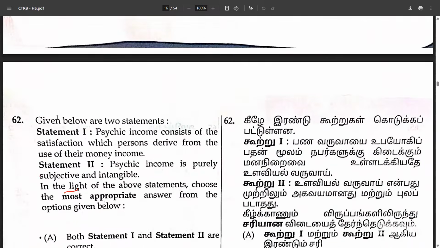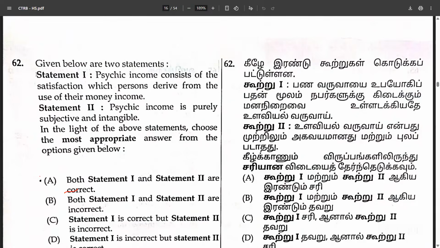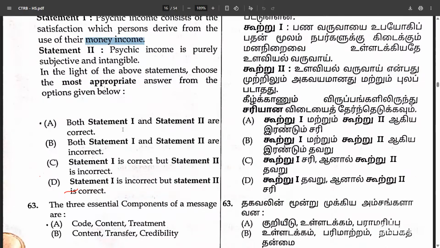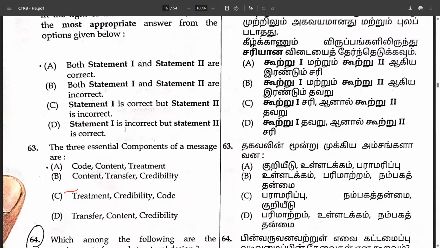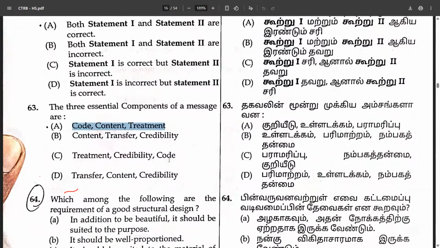Coming to the next question, the 62nd question. This is a statement based question. One statement says psychic income consists of the satisfaction which a person derives from the use of money income. The other says psychic income is purely subjective and intangible. Both the statements are correct. We know psychic income is satisfaction. After shopping, we have satisfaction. That is psychic income, so it is intangible. Of course. Coming to the 63rd question, the three essential components of a message are code, content, and treatment. This is the correct answer. A will be the correct answer.